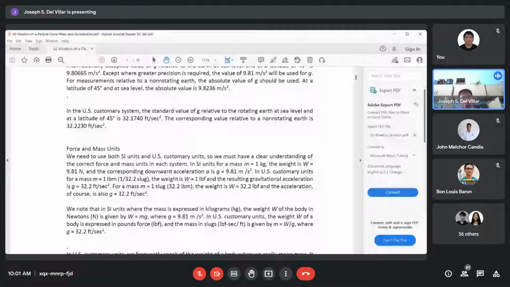Okay, in English units or US customary units, for a mass of 1 pound mass, that is 1 over 32.2 slug. The weight is 1 pound force. And the resulting gravitational acceleration is 32.2 feet per second square. So for a mass of one slug, that is equivalent to 32.2 pound mass. The weight is 32.2 pound force. And the acceleration is 32.2 feet per second square.